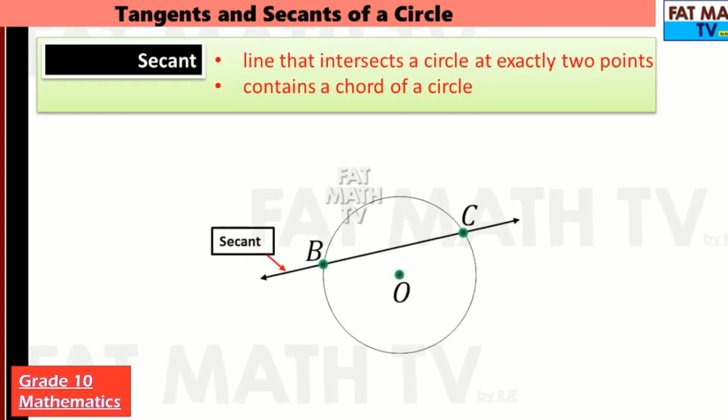So secant. A secant is a line that intersects a circle at exactly 2 points. As you can see here, this line BC intersects circle O at points B and C, at exactly 2 points. So this line is a secant to circle O. It contains a chord of a circle. In this case, it contains the chord BC, or line segment BC.